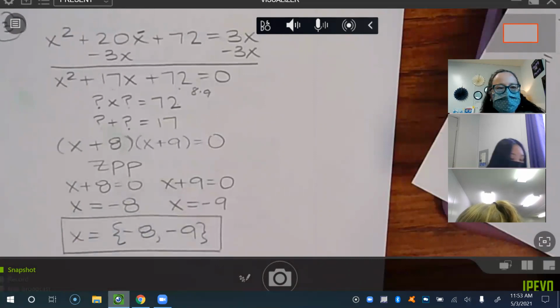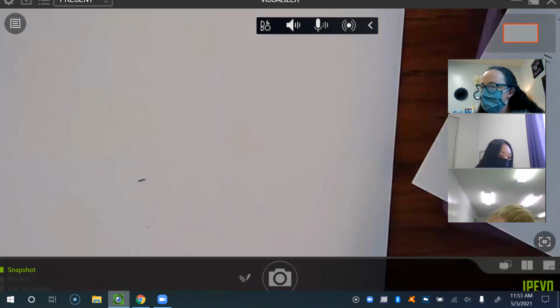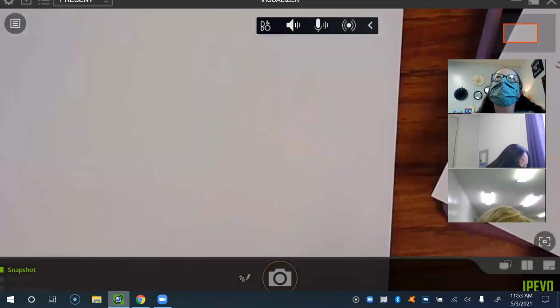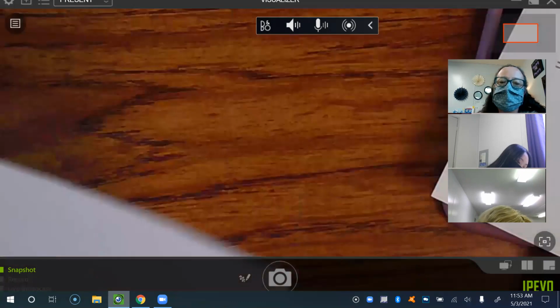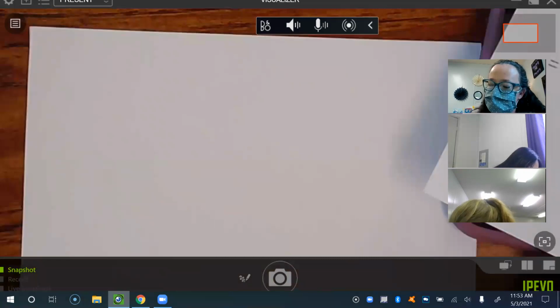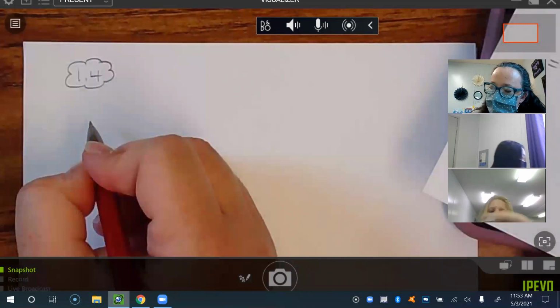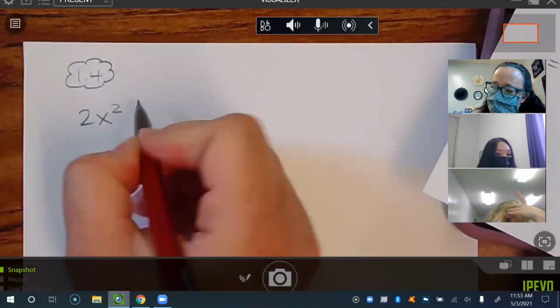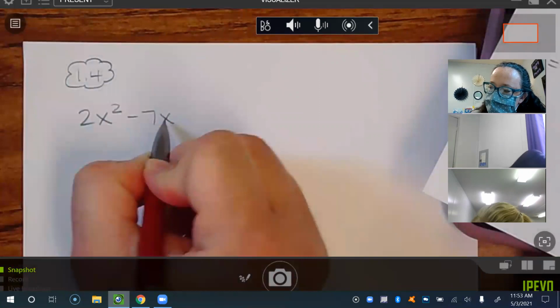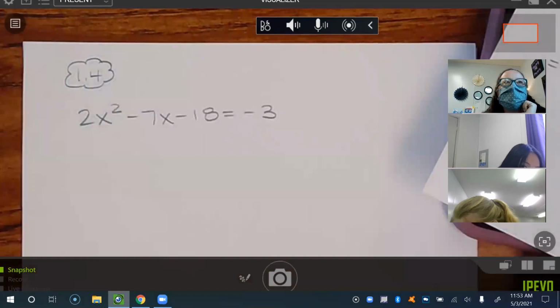All right, and then lastly, we are reviewing 1.4 today, and this is the quadratic formula, but with pretty answers. Meaning it could still be a fraction, it's just no irrationals, meaning the discriminant is a nice, pretty, perfect square. This is the last one I'm gonna do. 2x squared minus 7x minus 18 equals -3. And I want you to solve this by the quadratic formula. And guys, I think that's note card 24.